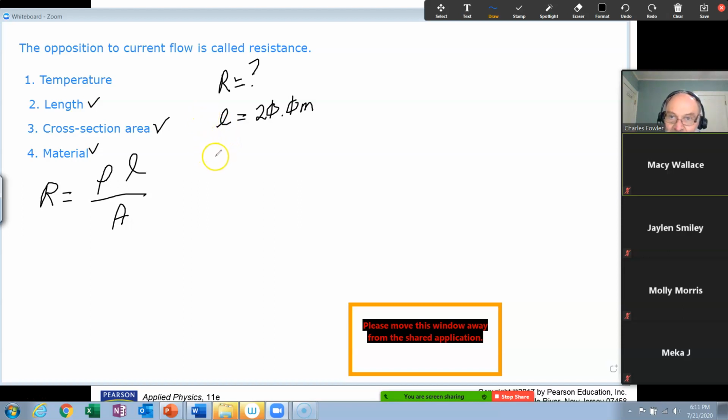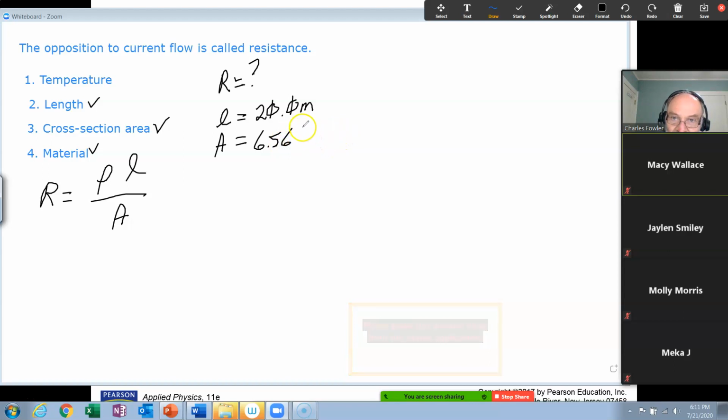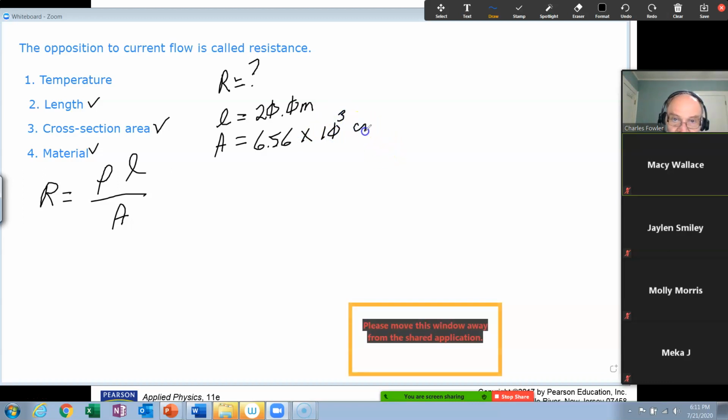With a cross-sectional area, there's your A. And the cross-sectional area is 6.56 times 10 to the minus 3. This is pretty small. 10 to the minus 3 square centimeters. Okay. Already you should start getting bells going off in your head, warning, this is in meters, that's in centimeters. We're going to have to do a conversion here. At 20 degrees, there's your temperature coming into play. 20 degrees Celsius is room temperature, approximately.